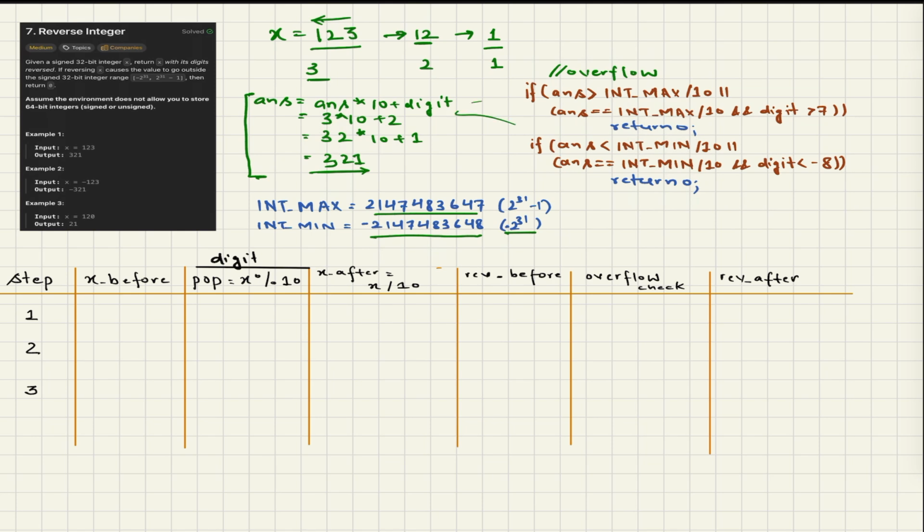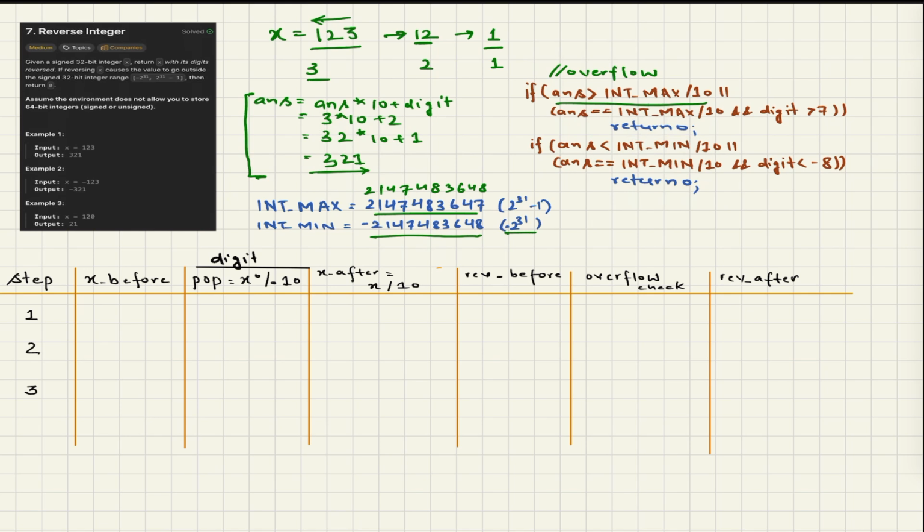When my answer is greater than int max divided by 10, let's say I have gotten some answer and I divide it by 10 and that answer is greater, it's clearly going to overflow. Now let's say it is exactly equal to int max divided by 10, like 2, 1, 4, 7, 4, 8, 3, 6, 4, but then my digit is greater than 7, and this becomes 8, right? At that time also it will overflow.